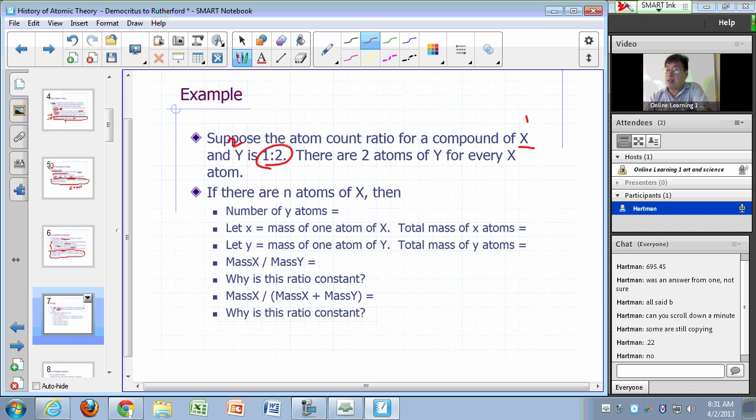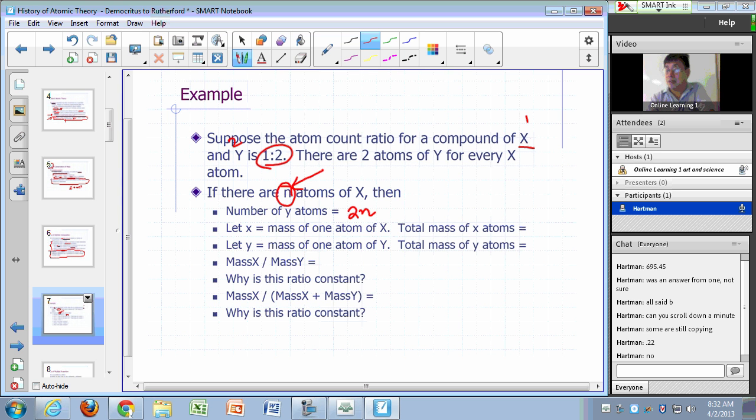Let's say you have a sample and you have n X atoms. Then the number of Y atoms would be how much? If I have 5 X atoms, I have 10 Y atoms. If I have 7 X atoms, I would have 14 Y atoms. So if I have n X atoms, the number of Y atoms would be 2n, right?